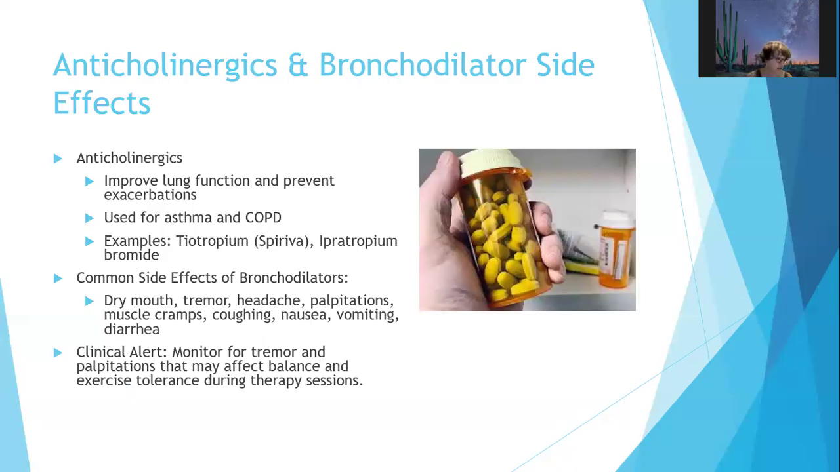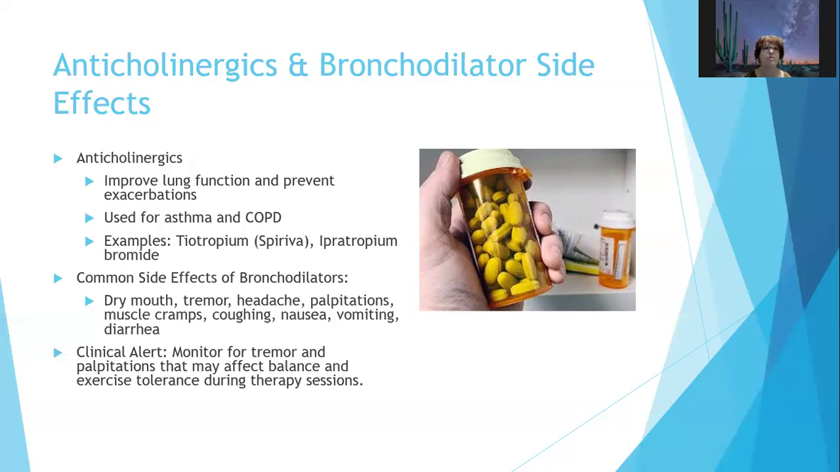So anticholinergics are used to improve lung function and prevent exacerbations in asthma and COPD. A common example is Spiriva, the brand name. Most of them end in ropium. If you see ropium, then you know that it's an anticholinergic. A lot of medications have a generic name with a common ending, and you can kind of classify it that way. And if you don't know, you can always look it up.